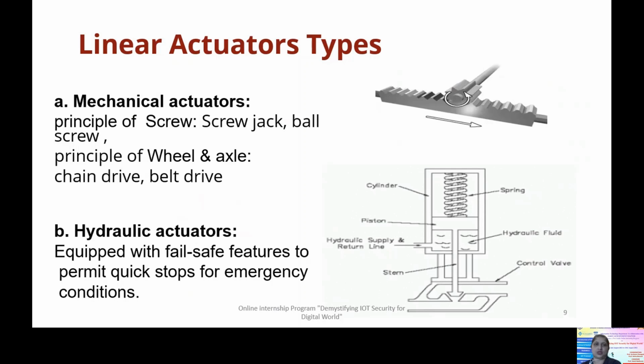Then the next type of actuator is the hydraulic actuators. They are equipped with fail-safe features to permit a quick stop for emergency conditions. We can use this type of actuator inside a lift. If there is any problem in the lift and you want to stop it in an emergency, we can use the hydraulic actuators.